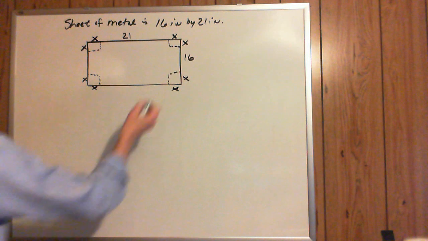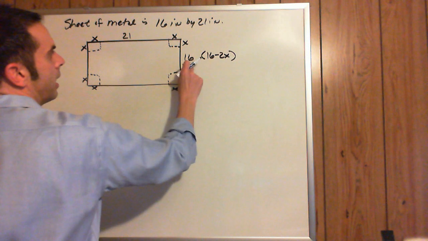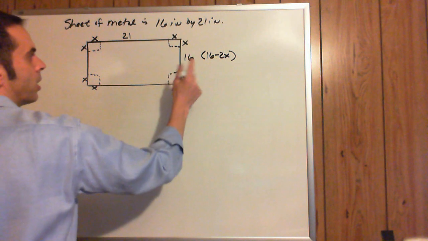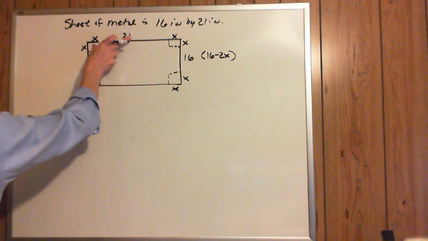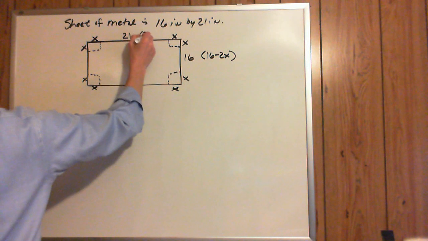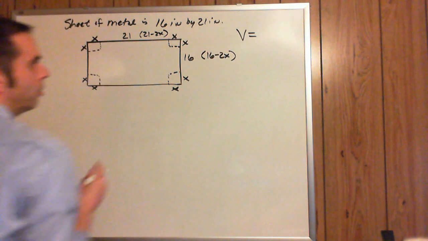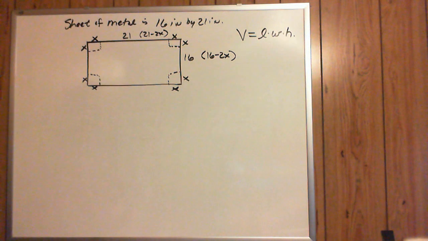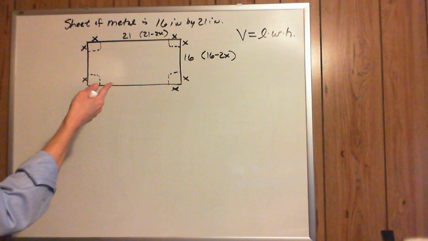So now we could say that this side has a dimension 16 minus 2x, because that's what we're removing from these two corners, and what's left is 16 minus 2x. And then over here, since we're removing x and x, what's left over here is 21 minus 2x. What we want to maximize is the volume of a rectangular prism, which is length times width times height. The height is x. That's what we're cutting out from each corner, and we fold it up. That's the height of the rectangular box.